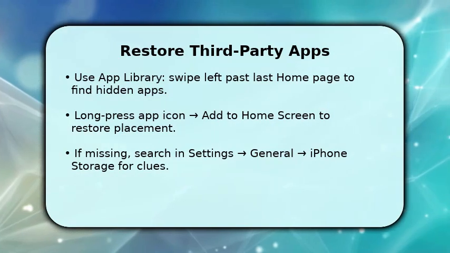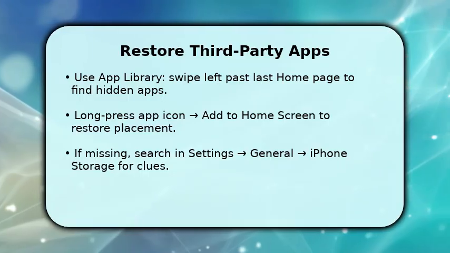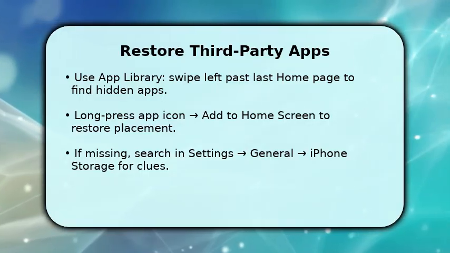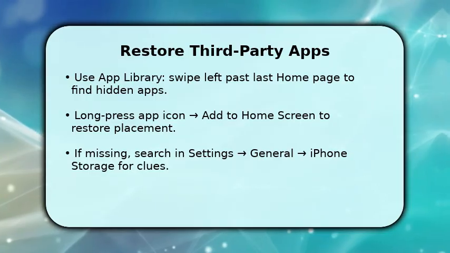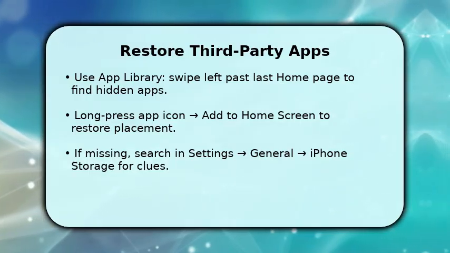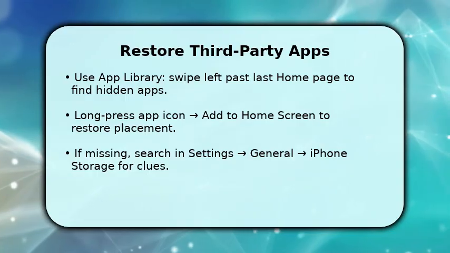Next, you handle third-party apps removed from home screen but still installed. Swipe left to open the app library, search for the app, then long press its icon and choose Add to Home Screen to put it back where you expect.